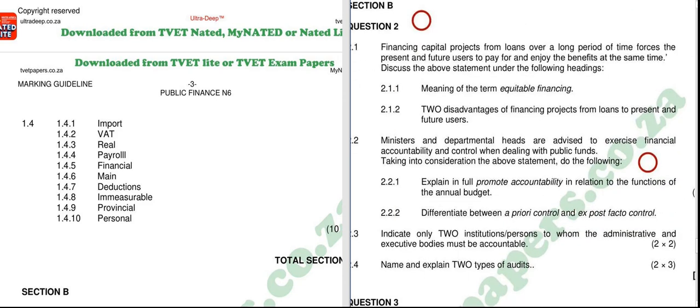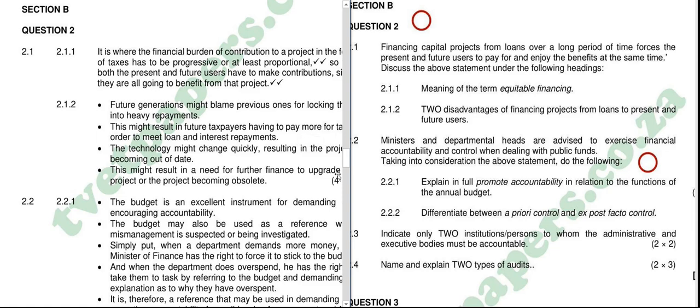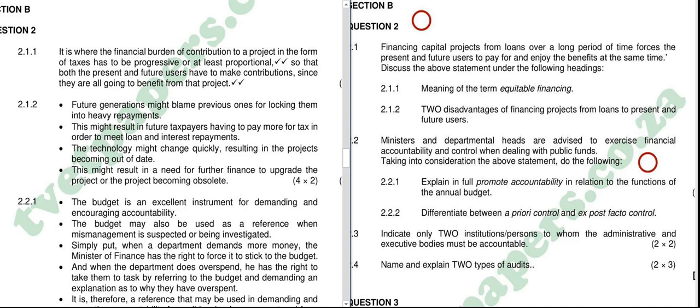The first question that we have on question 2 is meaning of equitable financing. And of course we have that description from the memo on this part, whereby it is where the financial burden of contribution to a project in the form of taxes is to be progressive, or at least proportional, so that both the present and future users have to make contributions since they are all going to benefit from the project. So that is what we have for that one.